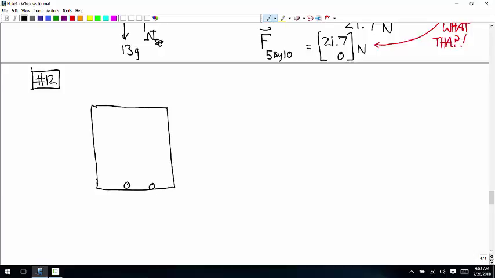Okay, so we have a 4 kilogram cart on the bottom and a 1 kilogram cart sitting on top.